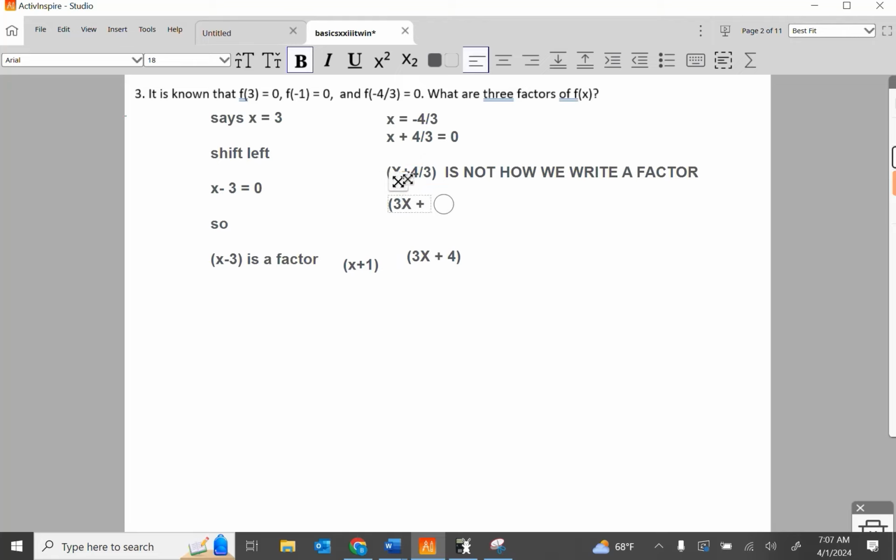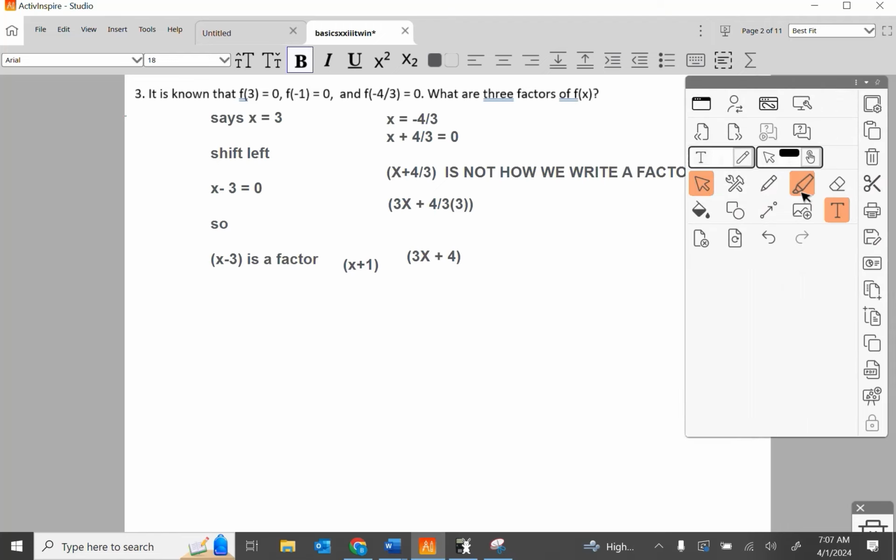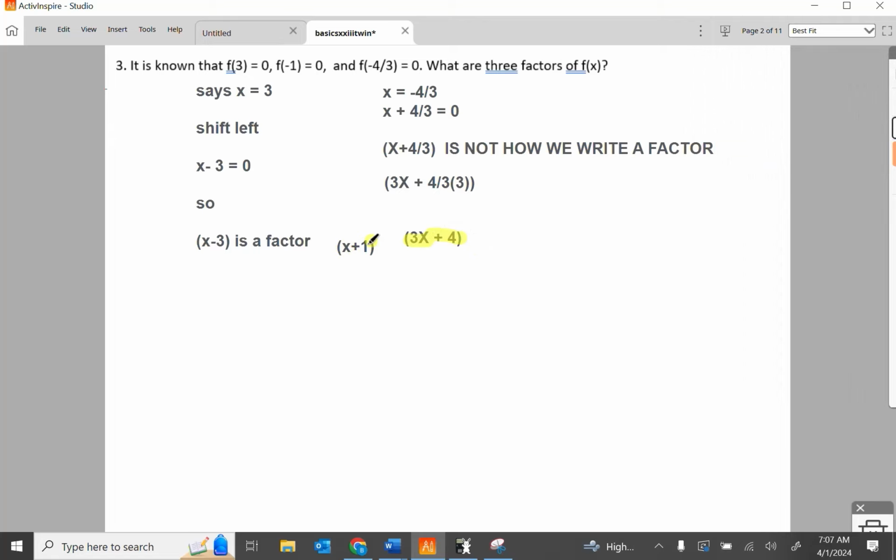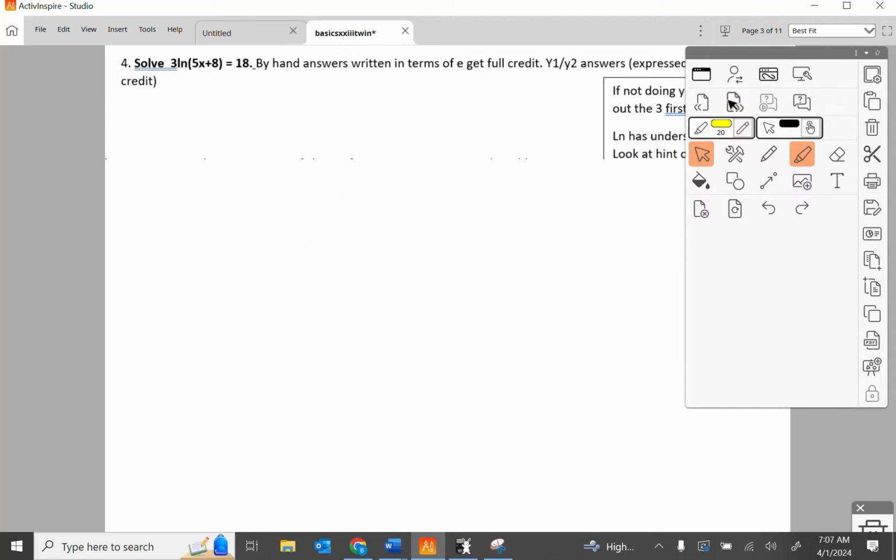And again, what I did is I took both pieces of the inside and multiplied them by 3. 3x plus 4 thirds times 3. The 3's cancel, giving me a 4, and then 3x. But there's your 3 factors. I know that seems kind of funny. For some kids, it's not a big deal. For some kids, it just added a whole new level of confusion. But the big thing is change signs and then try to figure out what's going on there.